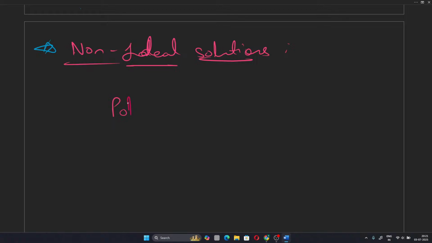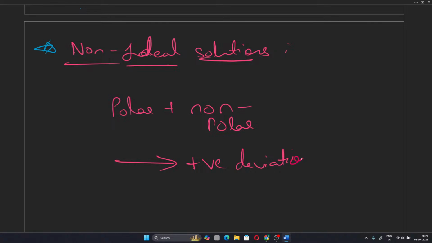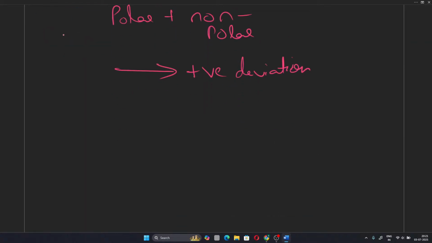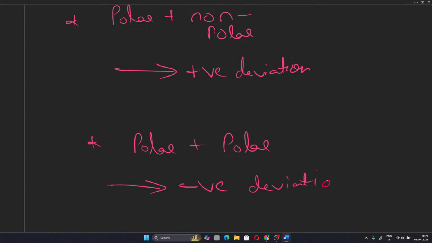Basically, polar plus non-polar, because of the breaking of hydrogen bonding in the polar molecules, shows positive deviation, whereas polar and polar show negative deviation, because polar and polar molecules can increase the hydrogen bonding, and this will cause an increase in the total attraction forces, and in such a case the vapor pressure decreases, so we see a negative deviation.